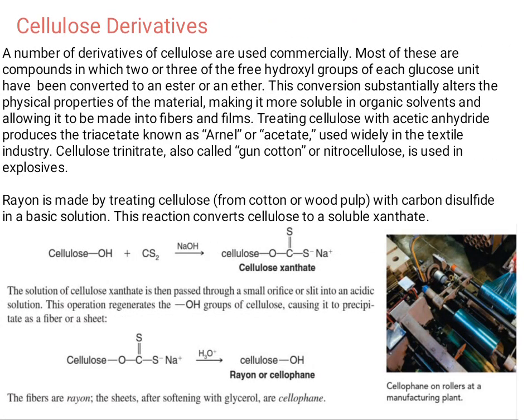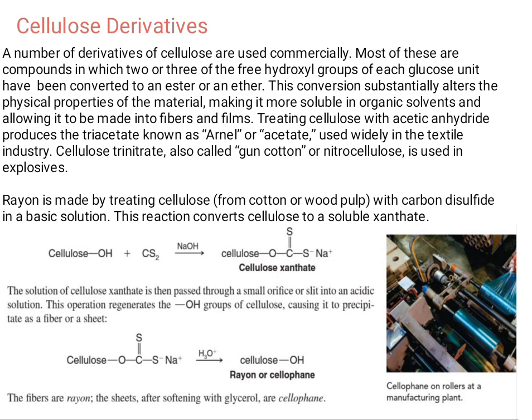Now come to cellulose derivatives. A number of derivatives of cellulose are used commercially. Most of these are compounds in which 2 or 3 of the free hydroxyl groups of each glucose unit have been converted to an ester or an ether. This conversion substantially alters the physical properties of the material, making it more soluble in organic solvents and allowing it to be made into fibers and films.